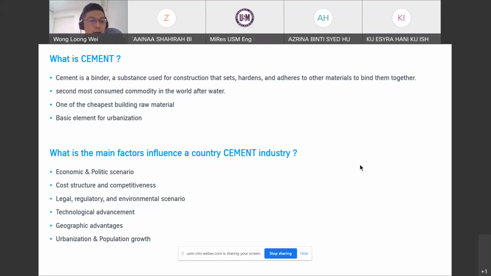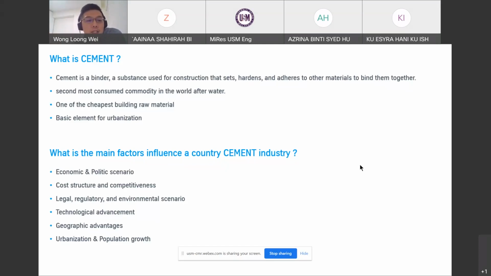So when a country is developing, it needs more structures and more buildings. It needs to build bridges, highways, and more buildings. So this also directly impacts the cement demand in the country. At the same time, the political scenario is very important. For example, if a country has a very high fluctuation in terms of political stability, there will be a very slow development of their economy.